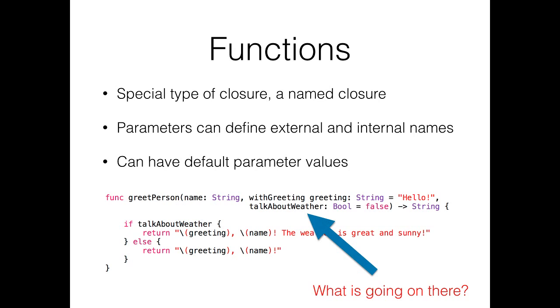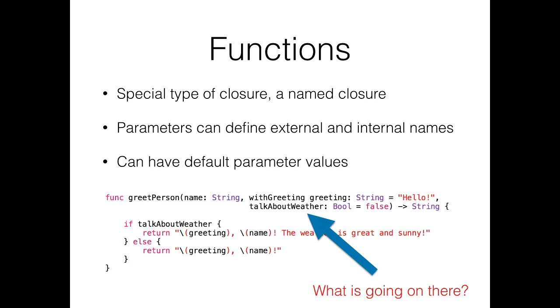Functions are a special type of closure. They are a named closure. They can't really capture from the outside, because they have a name. So you either choose your power, and a pretty cool thing that they have is default parameter values, and they can also define external and internal names.